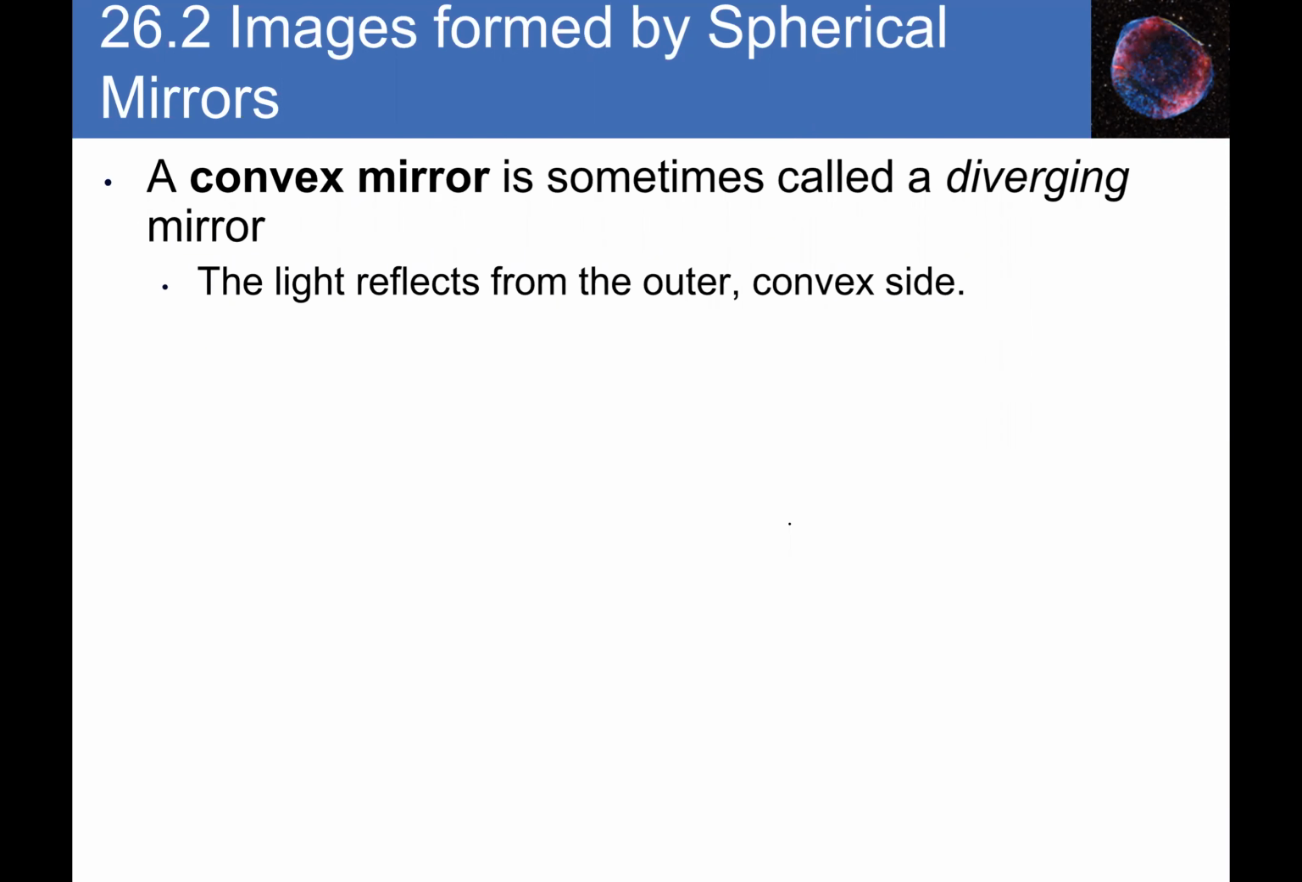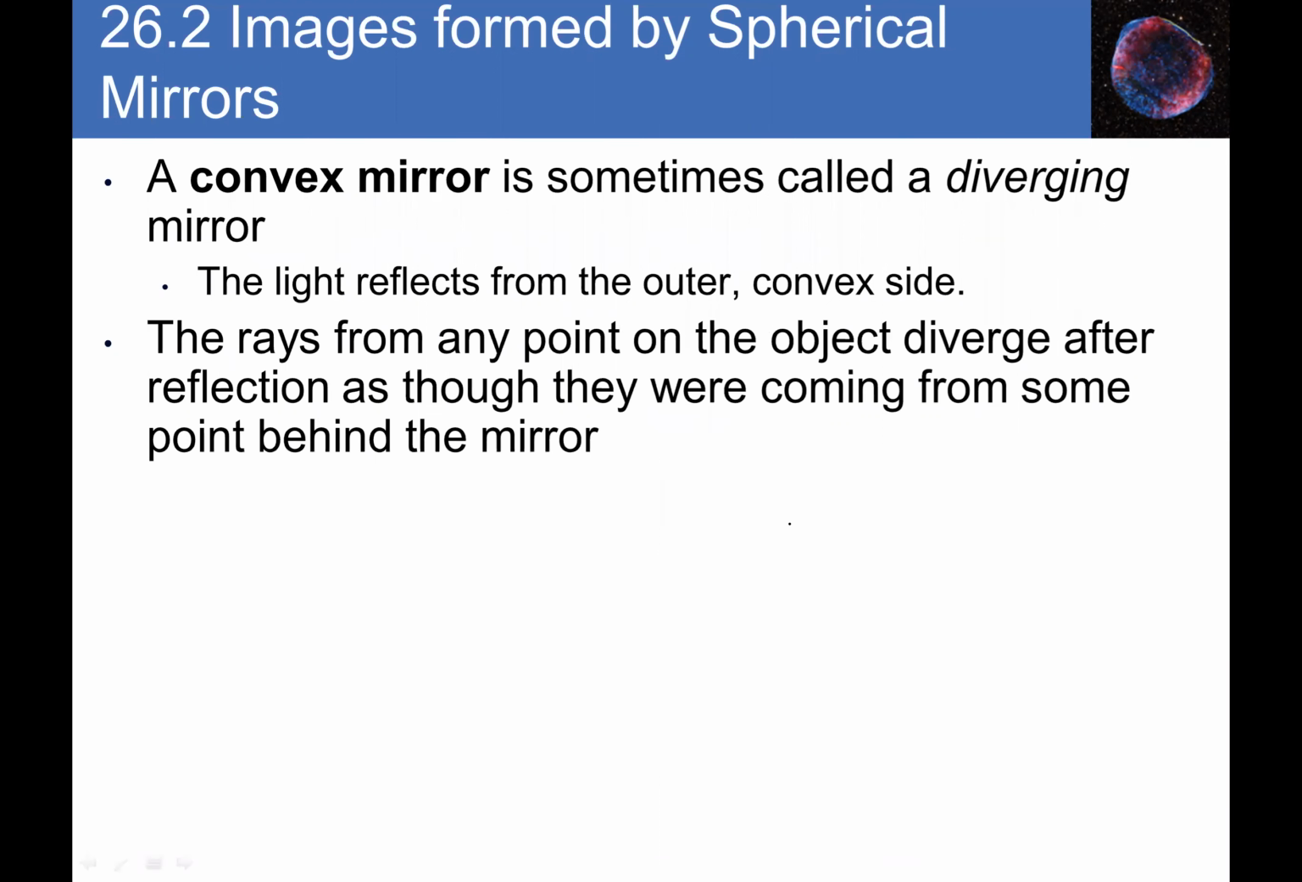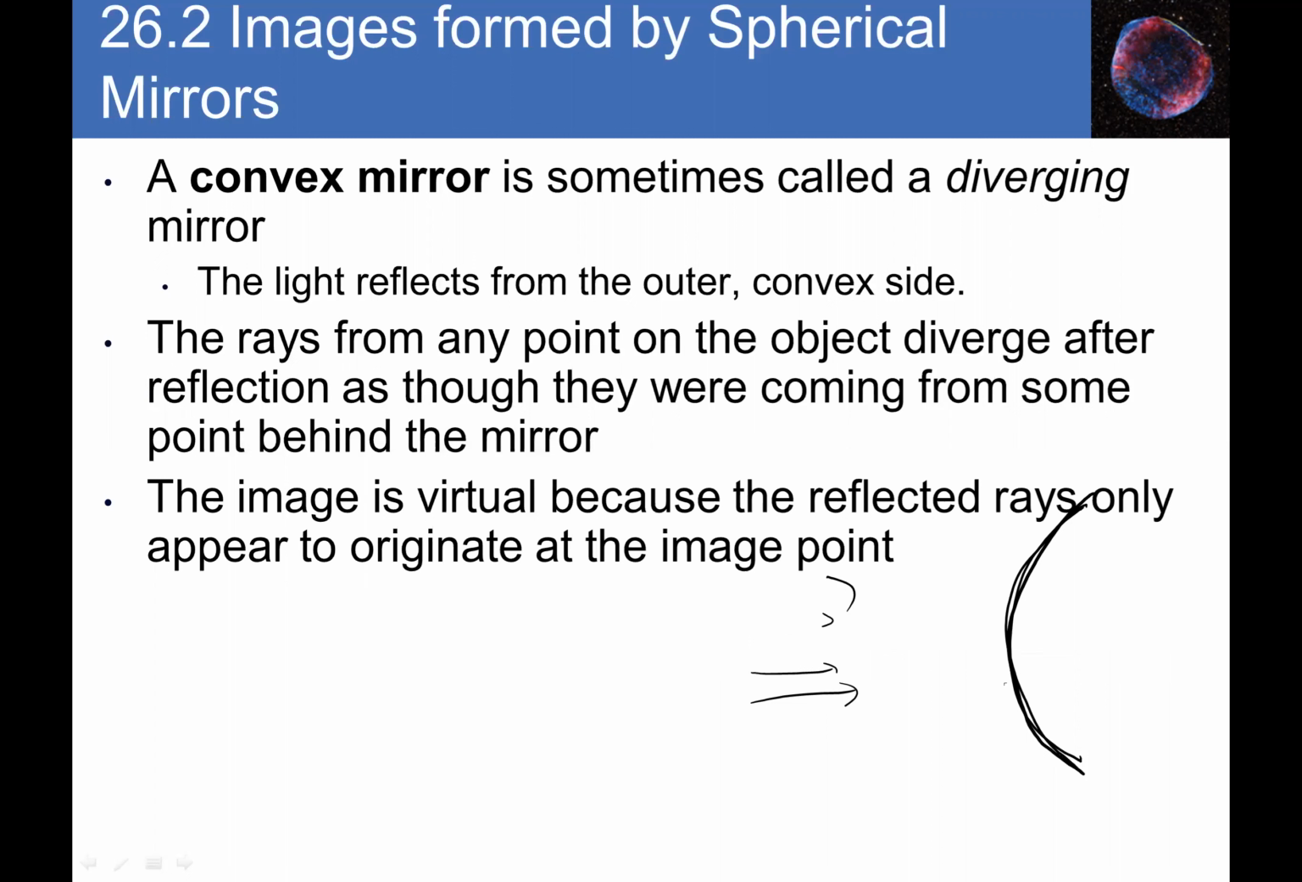The convex mirrors are called diverging mirrors because the light reflects from the convex side. Remember, that's the other side of the sphere. That means when the light is coming from the object, it interacts with this part of the sphere. The rays from one point on the object diverge from the reflection as though they were coming from some point behind the mirror. One of the things about convex mirrors is they're very simple to work with, because you're always going to get exactly the same thing.